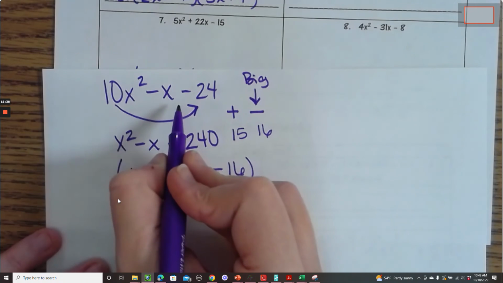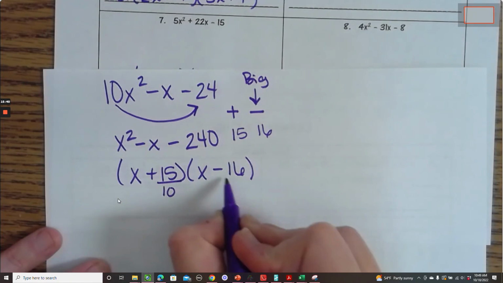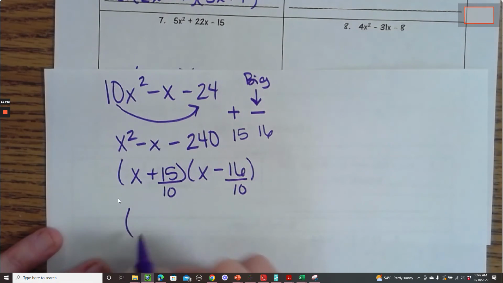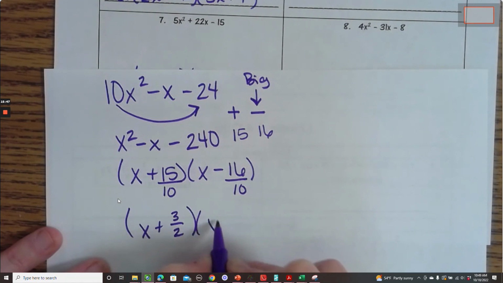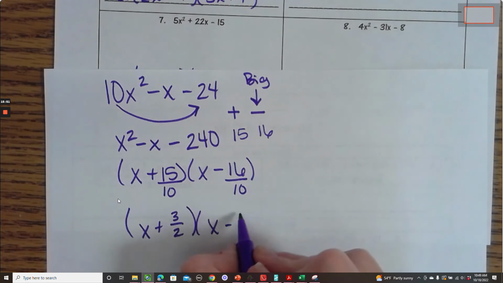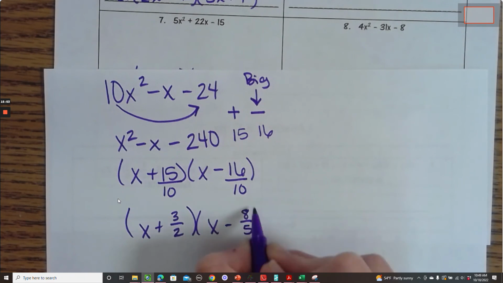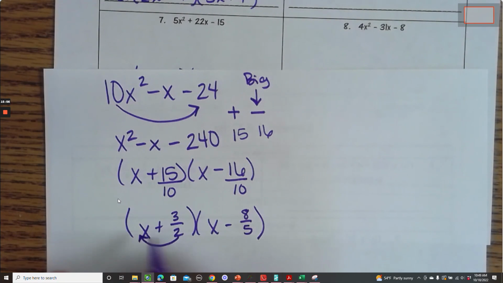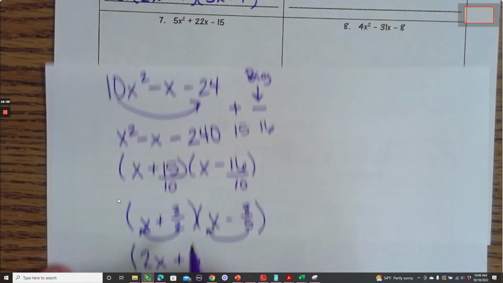All right, we slipped a 10. So we got to get it back in there. All right, 15 over 10 simplifies to 3 over 2. 16 over 10 simplifies to 8 over 5. Slide your denominators back into the coefficient position. Oops, sorry.